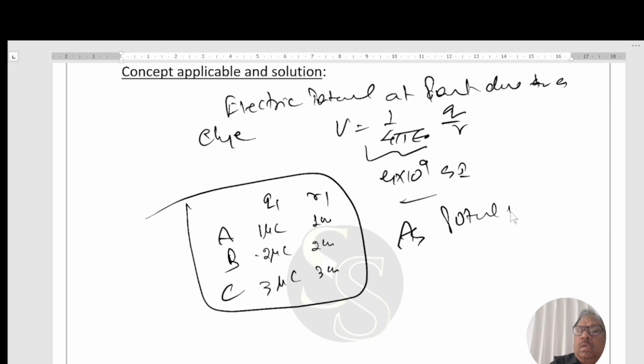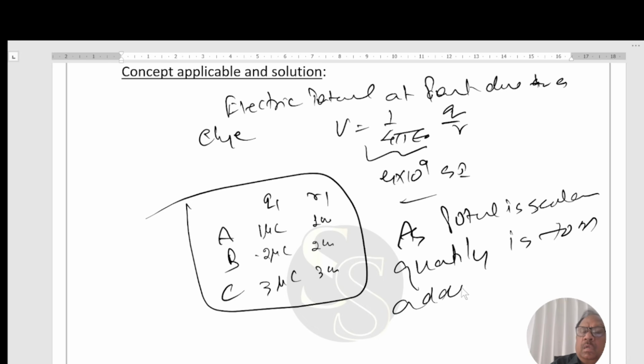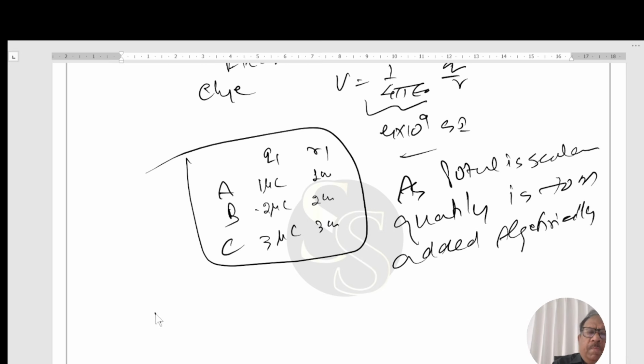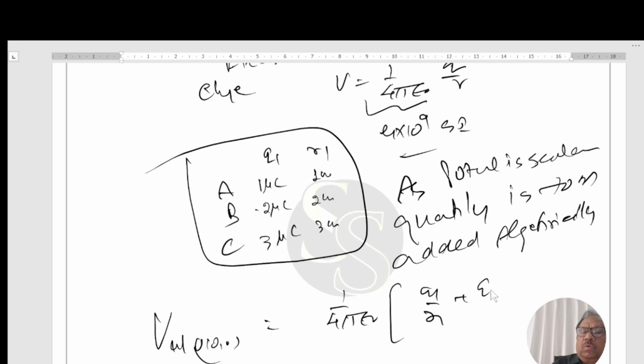potential is a scalar quantity, is to be added algebraically. So V at origin will be equal to 1 over 4 pi epsilon naught, Q1 upon R1 plus Q2 upon R2 plus Q3 upon R3.